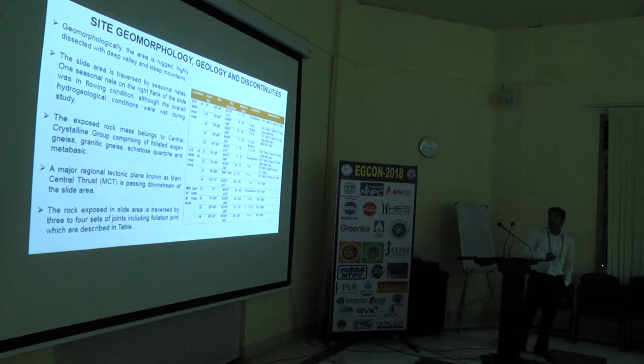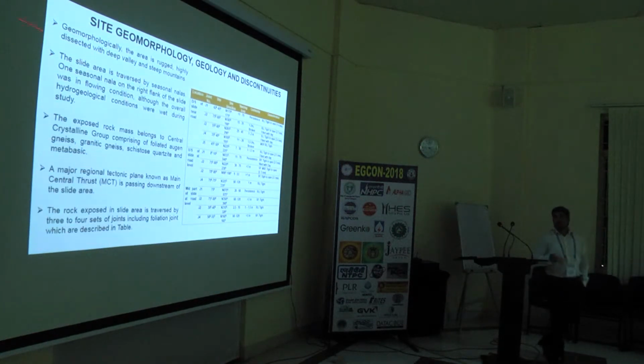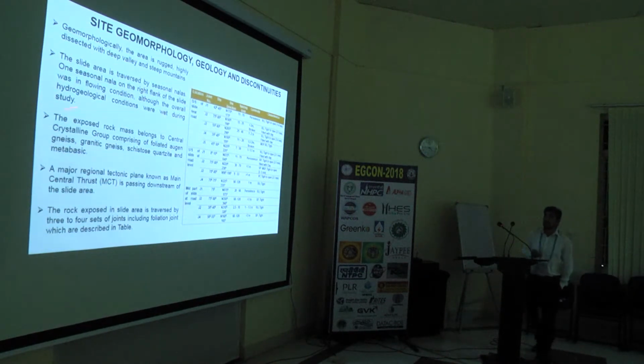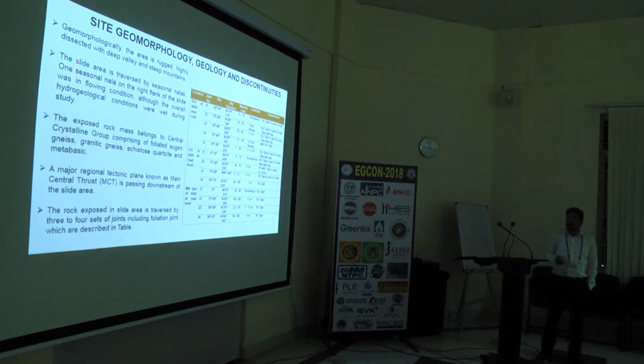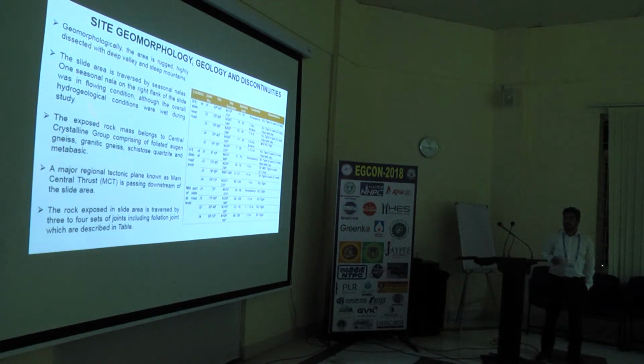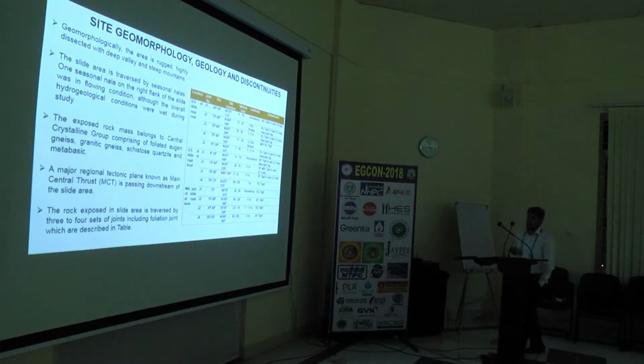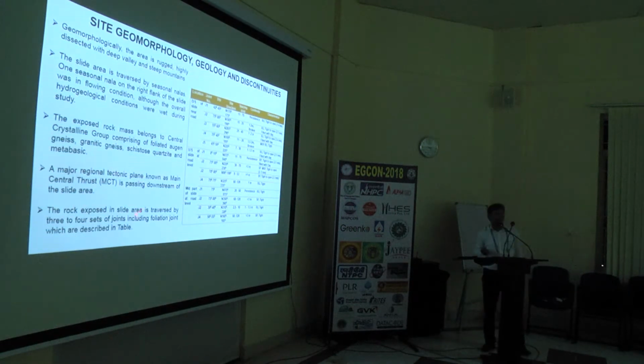Next. Site geology. Basically the area is rugged and highly dissected, with steep slopes, and some local nala or first order nala is there, but during the study wet conditions were observed. The exposed rock mass is the rock of central crystalline, as I already explained. There is one major plane, the MCT, passing near it.